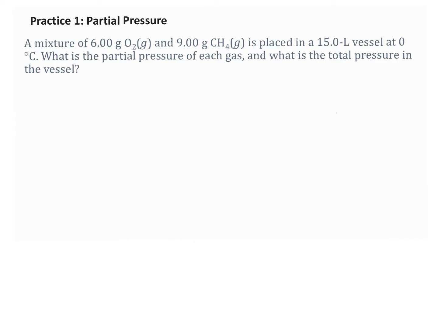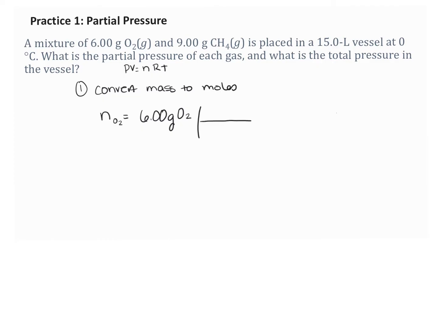Because we need to use PV equals nRT, we are given the grams of oxygen and methane, and we need to convert those to moles. So the very first step here is we are going to convert the mass to moles, right? And so the mole fraction of O2 equals 6 grams of O2. So let's use the molar mass here.